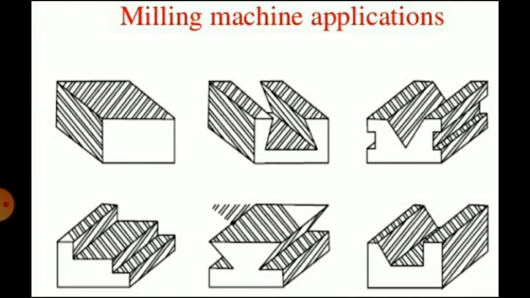Milling machines were basically developed to machine flat surfaces, but present milling machines can machine flat, contoured, and helical surfaces, and are used to cut gears and do various other jobs. So you can see the milling machine applications, the various types of jobs that you can machine.